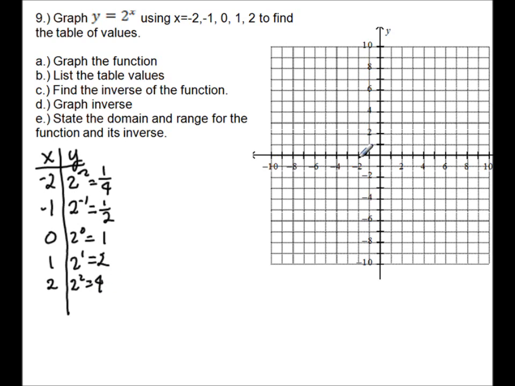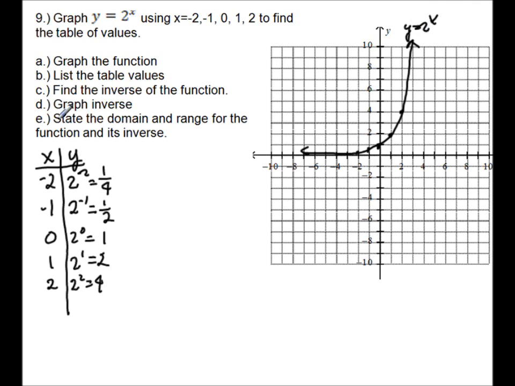So now we want to graph these values. So we have negative 2, 1/4, negative 1, 1/2, 0, 1, and then 1, 2, and then 2, 4. And so there we have our function y equals 2 to the x.